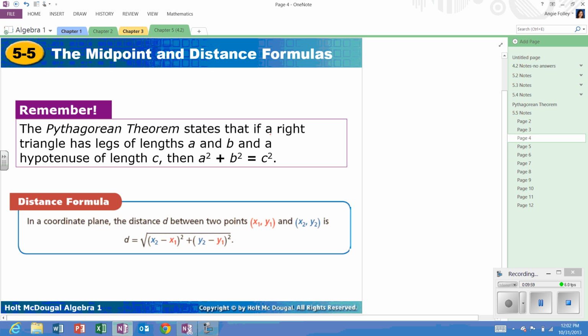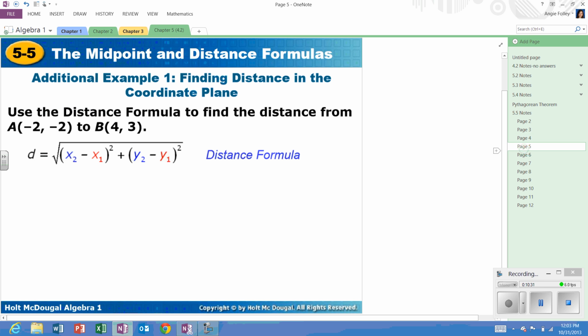So the Pythagorean theorem states that if we have a right triangle, the lengths of its sides A and B, and the hypotenuse C, we can use those to find the length of the hypotenuse: A squared plus B squared equals C squared. So the distance formula is equal to the square root of x2 minus x1, so the second x value minus the first x value squared, plus the second y value minus the first y value squared. But you have to have 2 points to do this.